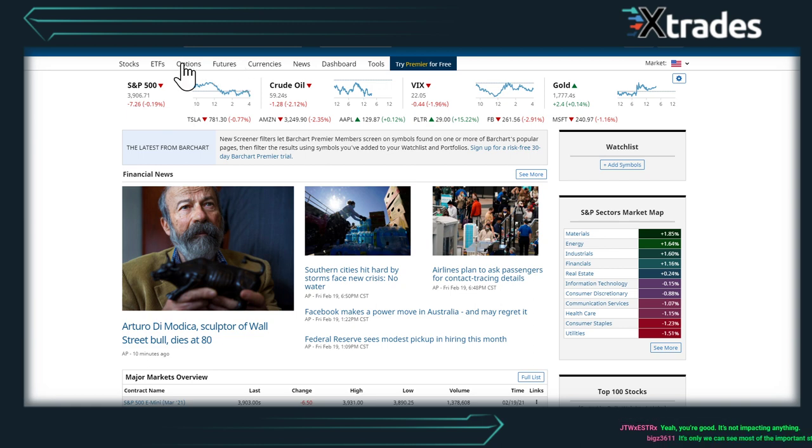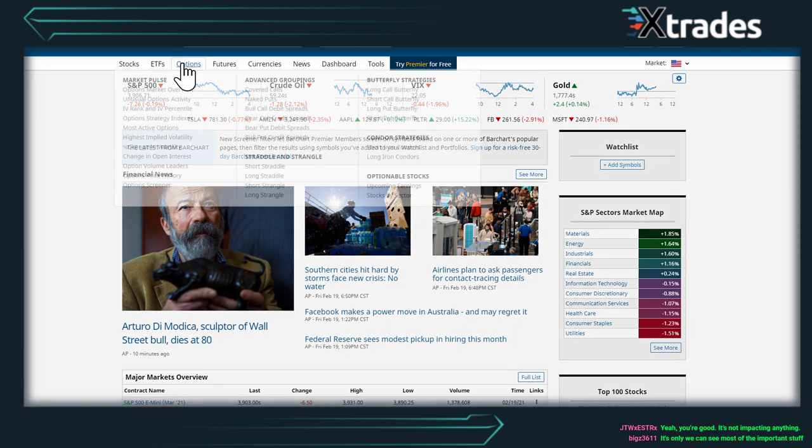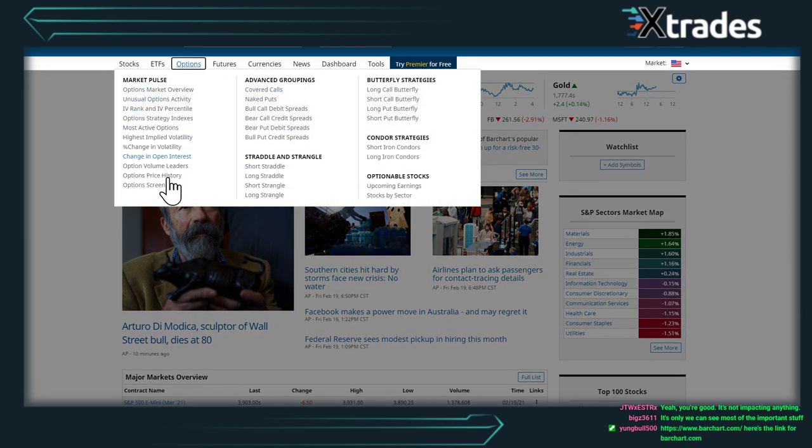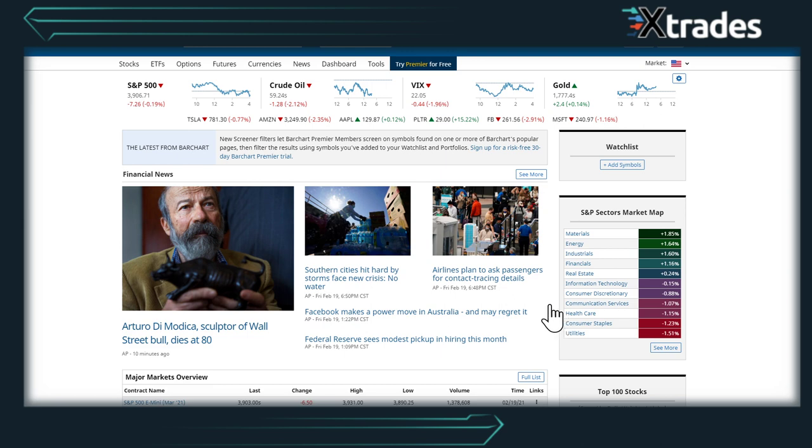For us, we're going to be looking at the options here at the top. So you click on that drop down menu. They have screeners for pretty much everything, most everything that you need. And if you need more than what they show here, then there's always the premium option, so you can customize a scanner to use. For our purposes today, we're going to be looking at these covered calls here. So let's click on that.